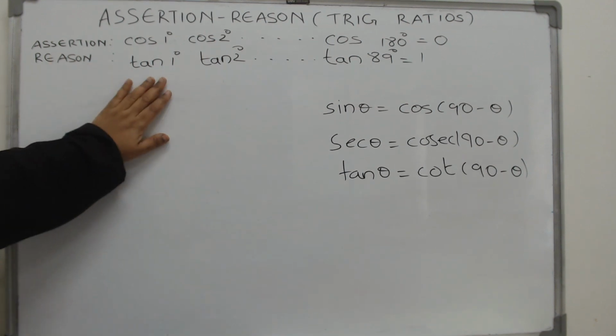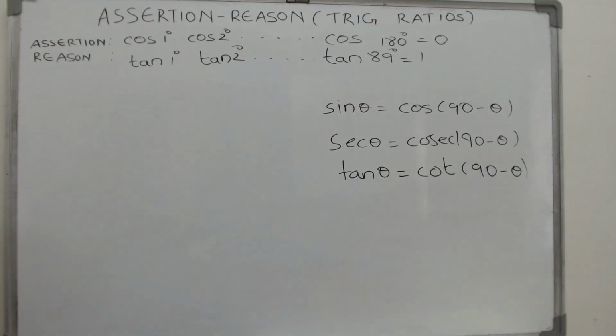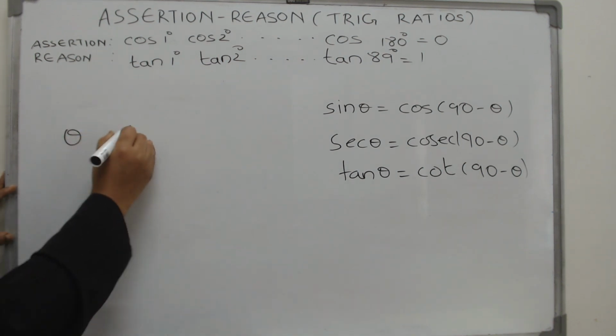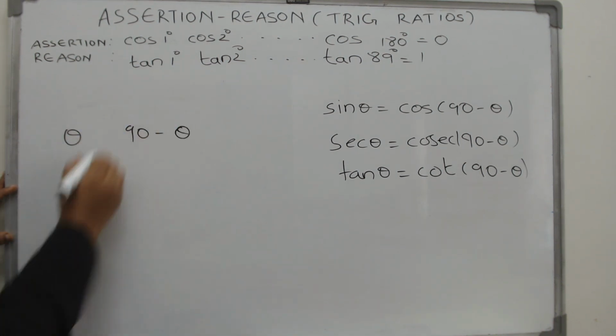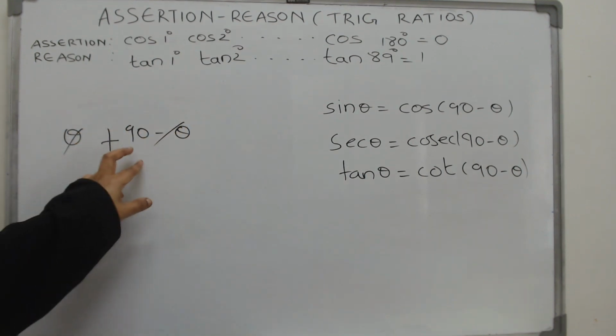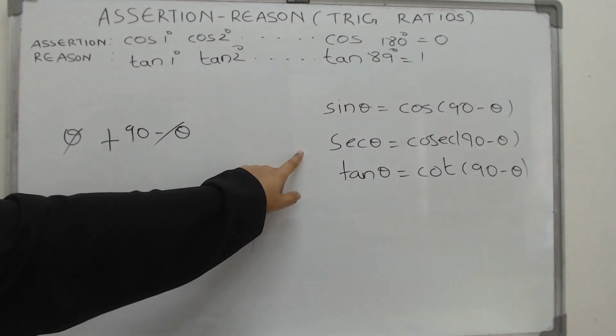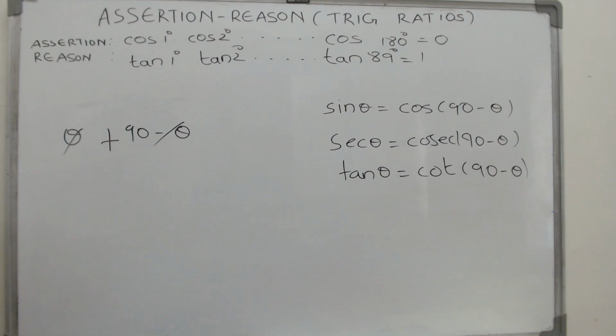So now to solve this question, you would need this information. What is it all about? If you have two angles which are complementary, or in other words, two angles which add up to 90, then the sine of one is the cos of another, secant of one is the cosecant of another, tan of one is the cot of another.